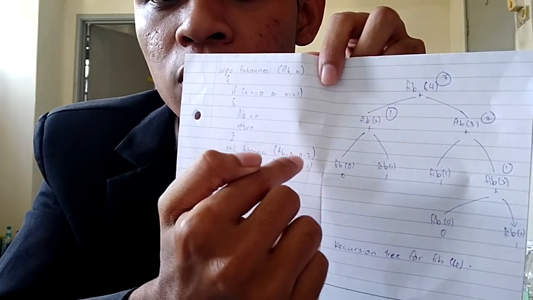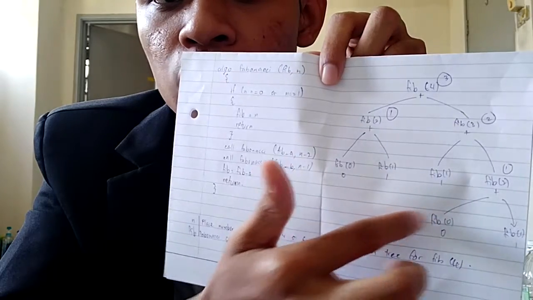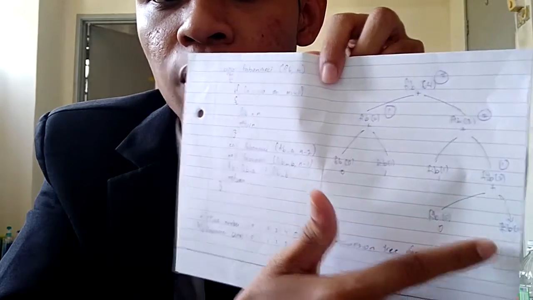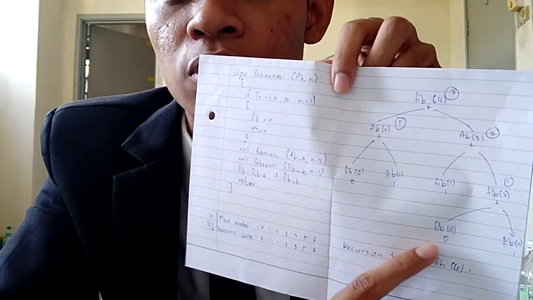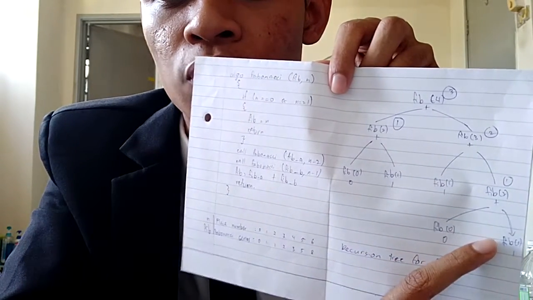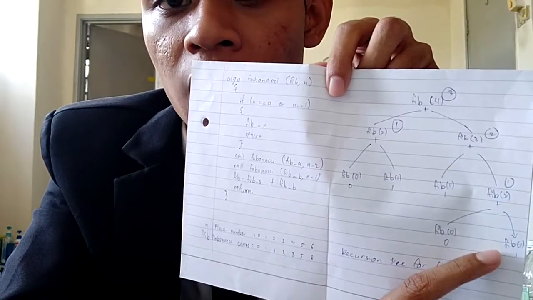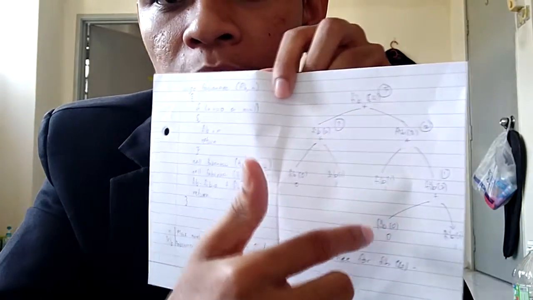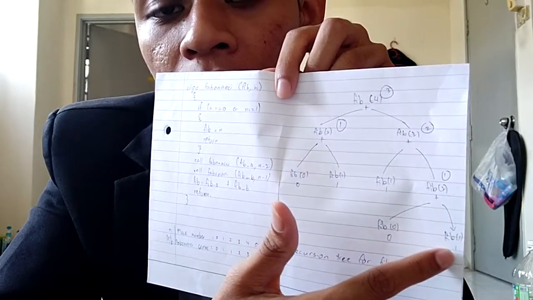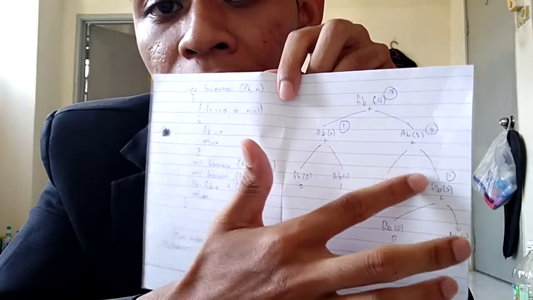2 minus 2 is equal to 0. Then the 2 minus 1 is equal to 1. The 0 here we get the 0 back. So also for the 1 we get 1 also. Then we plus the value. 1 plus 0 is 1 here.